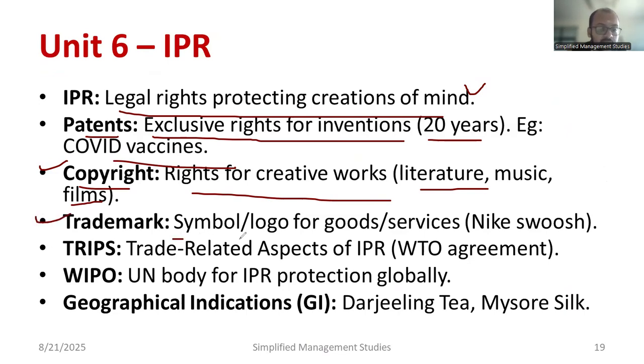What is a trademark? It's a symbol or logo for goods or services. For example, the Nike swoosh, even the Puma symbol. You might have heard about Puma, right? You might have heard about Peter England. There is a logo. That is called a trademark.